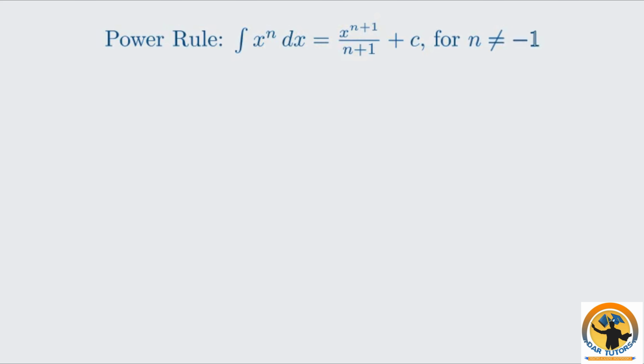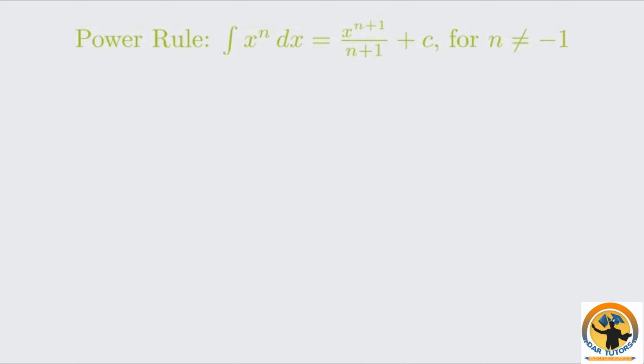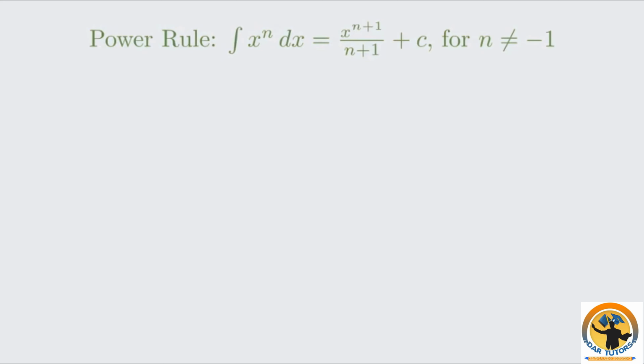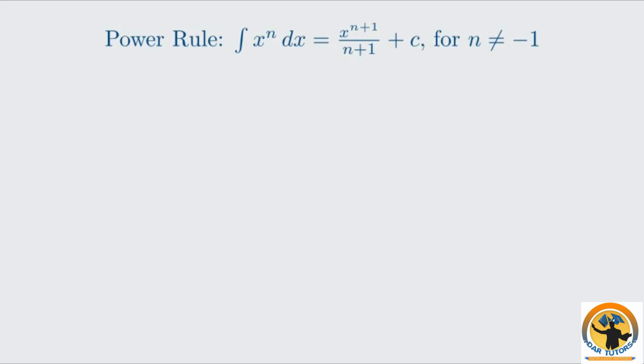These examples lead us to some general rules for finding antiderivatives. For power functions, the antiderivative of x to the power of n is x to the power of n plus 1 divided by n plus 1, plus c. This rule works for any real number n, except for n equals negative 1. The case n equals negative 1 is special. The antiderivative of 1 over x is the natural logarithm of the absolute value of x plus c.